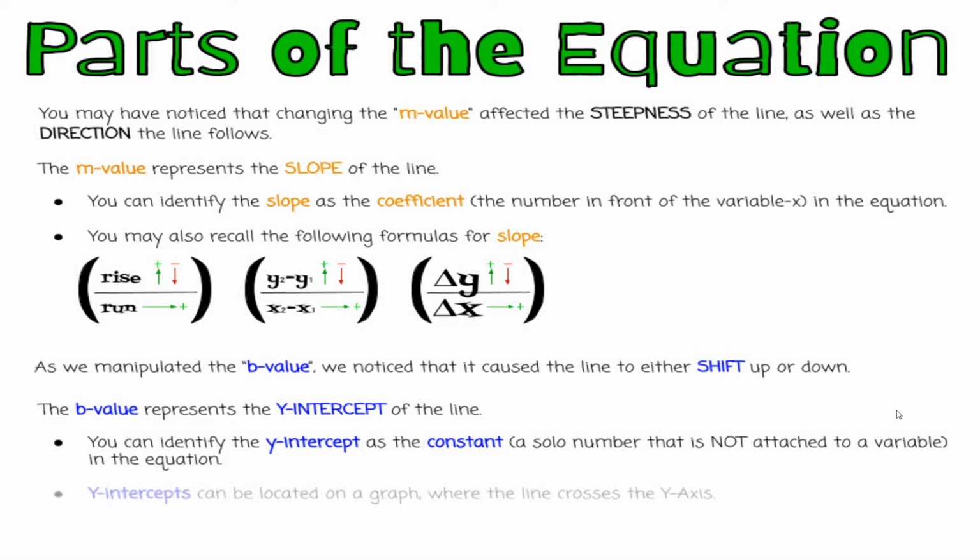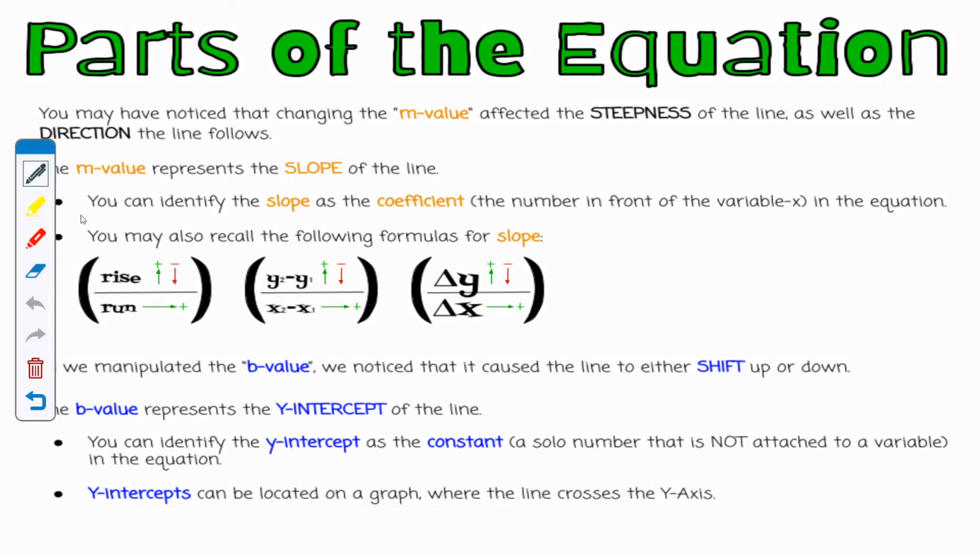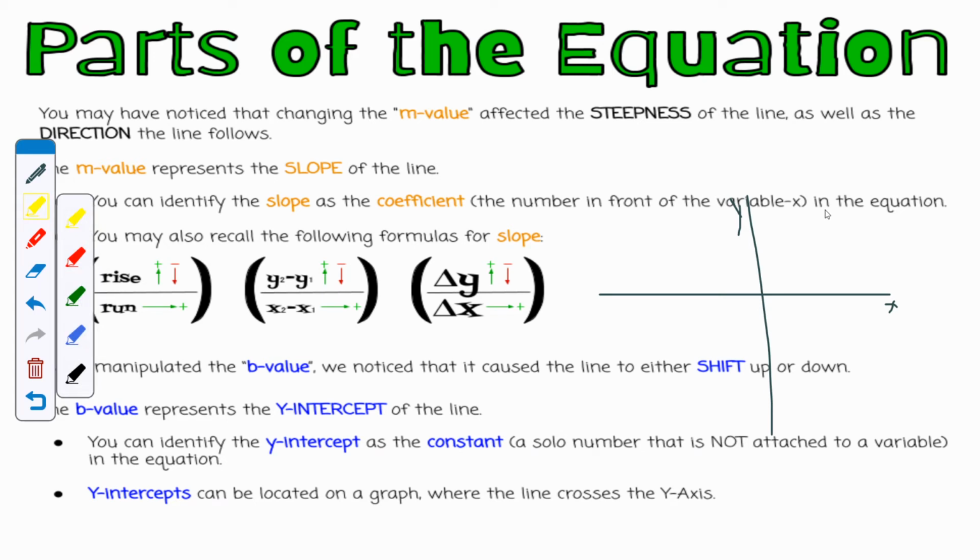Y-intercepts can be located on the graph where the line crosses the y-axis. So, let's draw an xy axis. That's x, and that's y. And I'm going to draw a line. So your y-intercept is going to be located on the graph where the line crosses the y-axis, right here. That is your y-intercept.